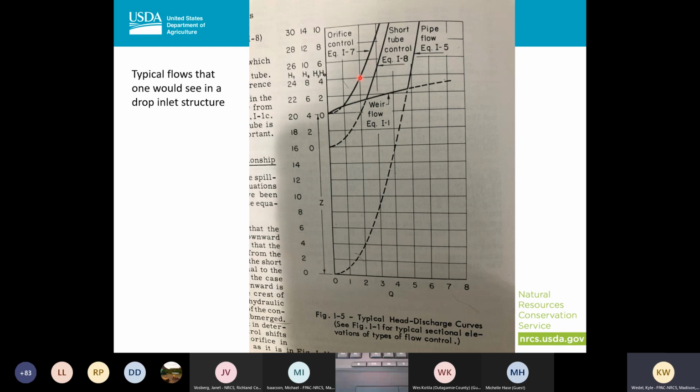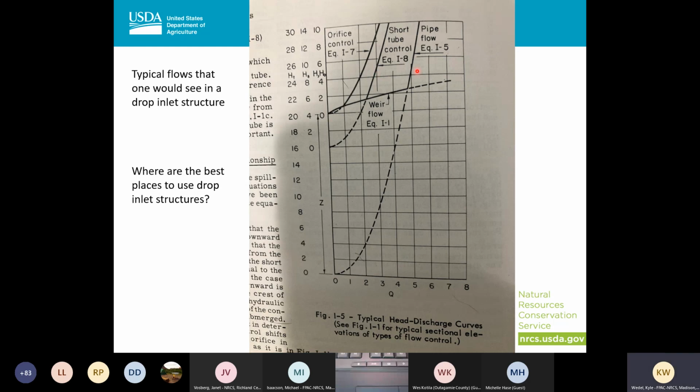In reality, when they've actually done field tests on these, that doesn't hold true. At the end of the day, when you have 4 feet of head here, you might get any of these flows. And that begs the question of, well, where do we use these structures then? Because it's hard to design for it when you don't actually know what the flow is.